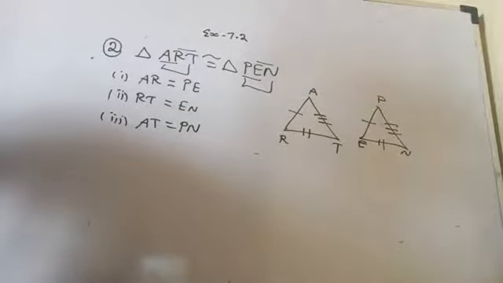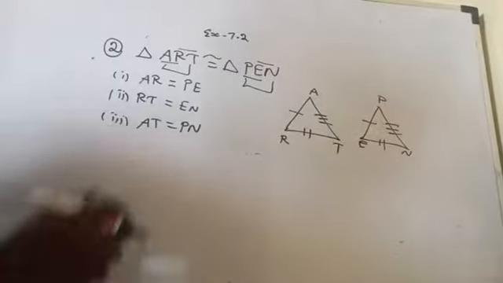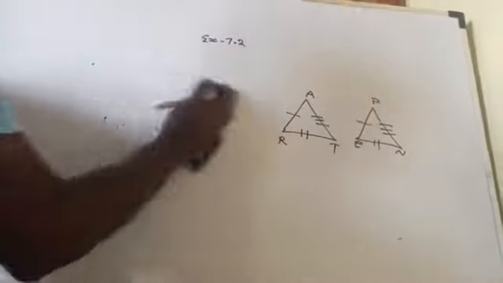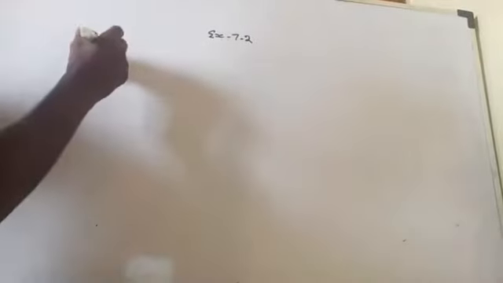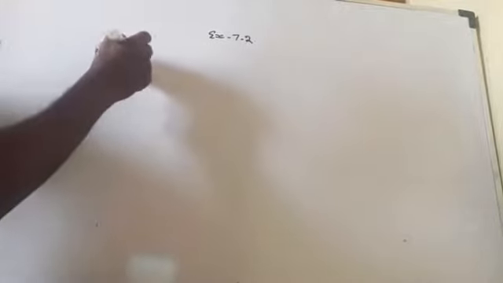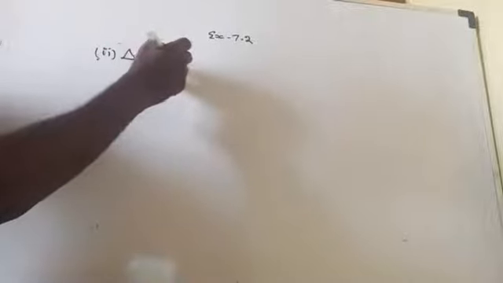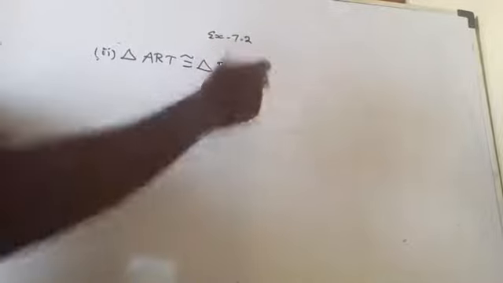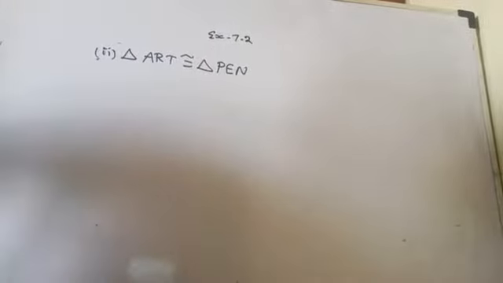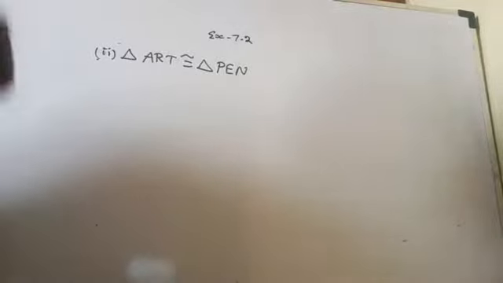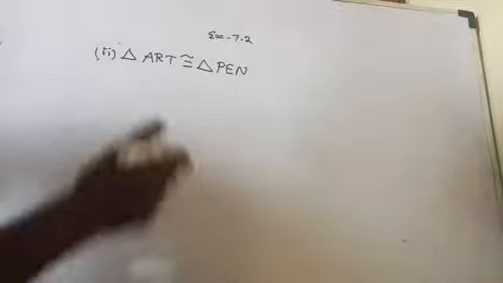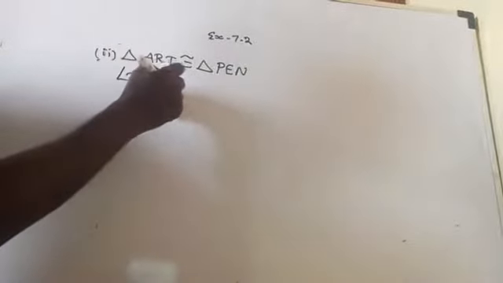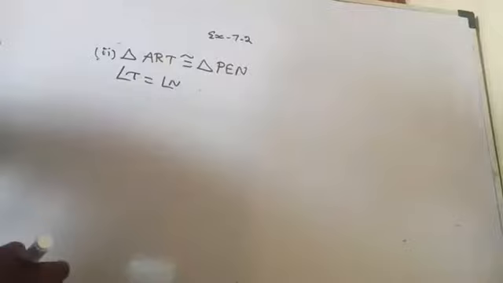Triangle ART is congruent to triangle PEN only, and given that, you have to use the SAS criterion. Which criterion? SAS criterion. And given that angle T equal to angle N. Angle T equal to angle N, it is given for you.